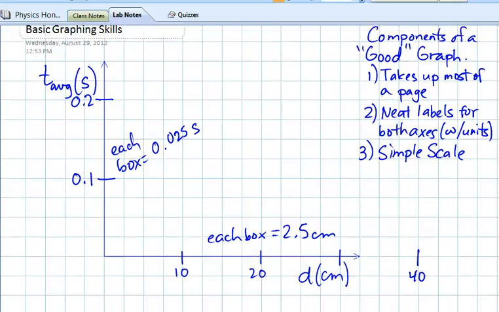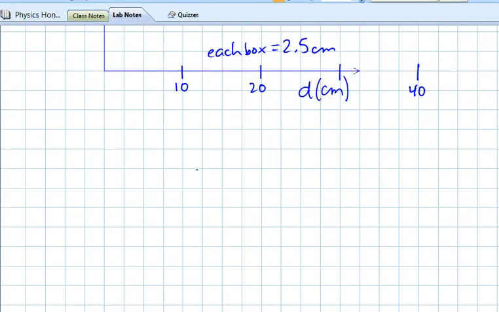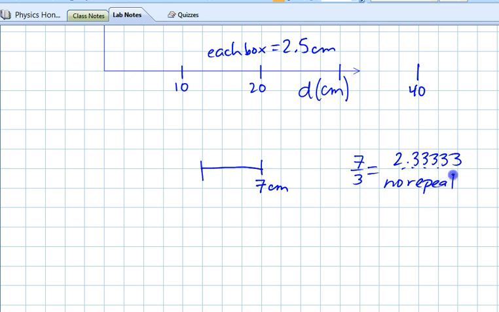Something that you don't want to do: I don't want to make 3 boxes equal to 7 centimeters, because 7/3 for one box is a decimal that keeps going forever. As a matter of fact, it's 2.33333333 repeating. We don't want that, so try to avoid repeating decimals.